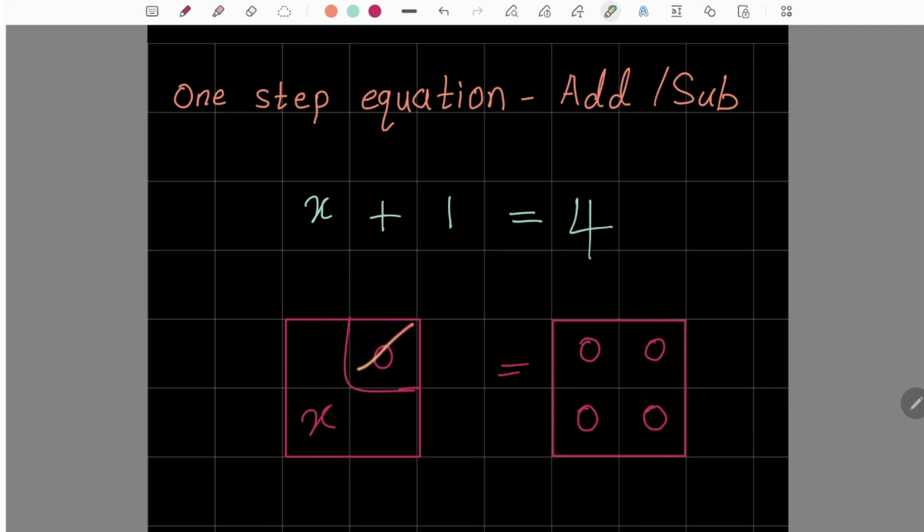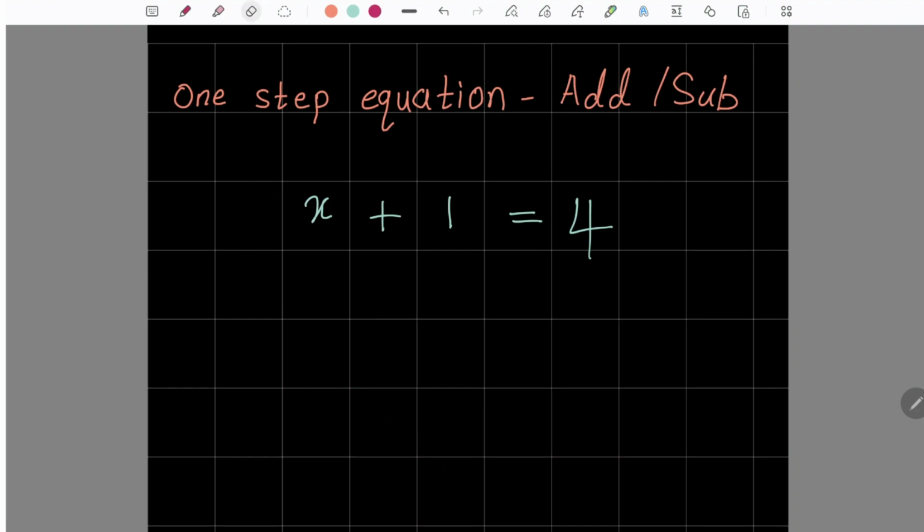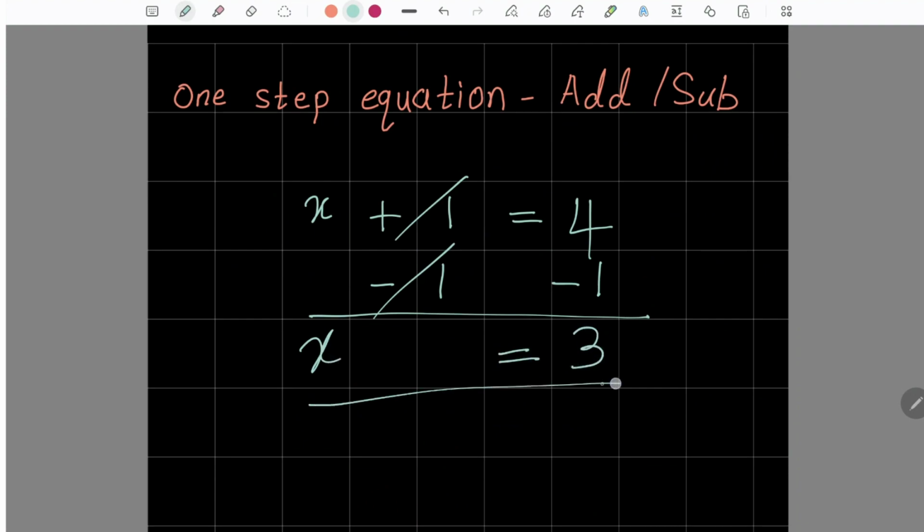So this is what we'll be doing over here. So let's take away 1 from the left and right. This would cancel each other out and give us an x. 4 take away 1 would give us a 3. So x equals 3.